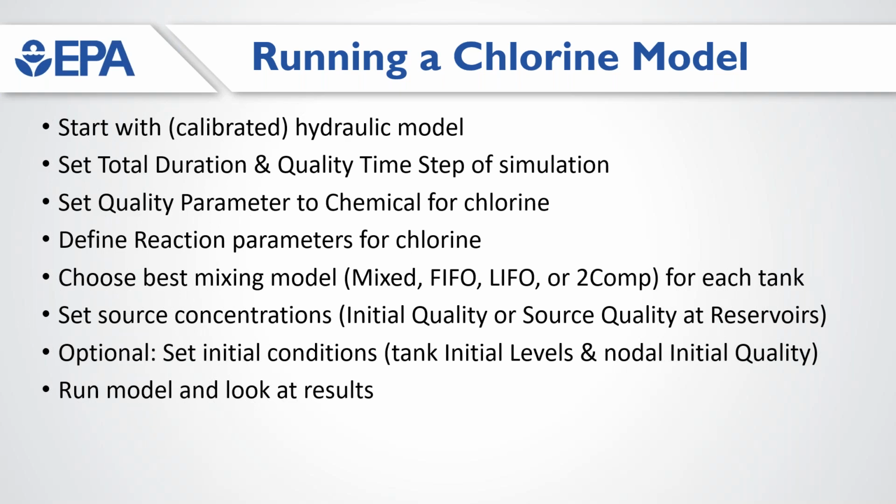Defining the reaction parameters for chlorine is an important step, and the values vary for different systems. If it's not already set from the hydraulic model, you also set the mixing model for each tank, which I think we're familiar with now. We can still set some initial conditions, like chlorine concentrations, to shorten the simulation time until a cyclic equilibrium or steady state is reached, but it's not required to run the simulation. Once everything's set, you just run the model and analyze the results.